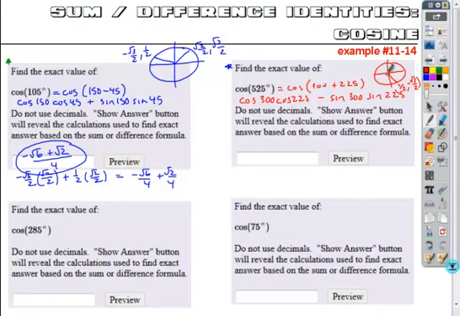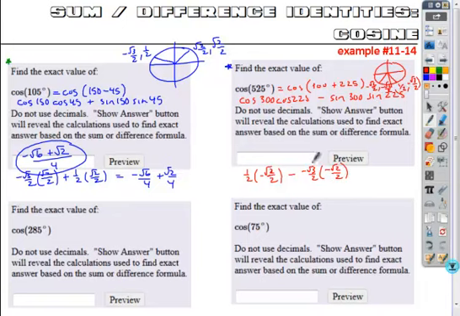And then at 225, so 225 is right here. So I have my x coordinate negative root 2 over 2. My y coordinate also negative root 2 over 2. And so when I set these up and plug in, my cosine of 300 is 1/2, my cosine of 225 is negative root 2 over 2. And then my minus the sine of 300 is negative root 3 over 2. And the sine of 225 was negative root 2 over 2.